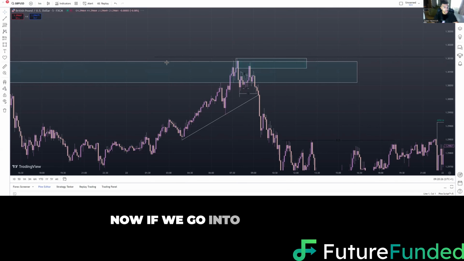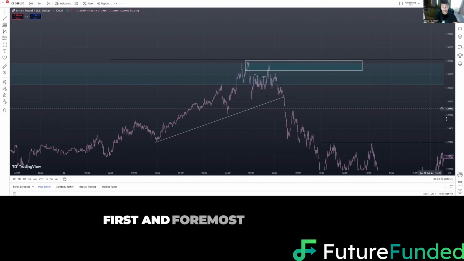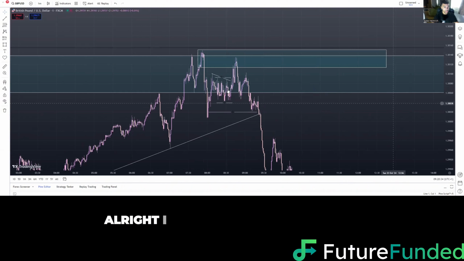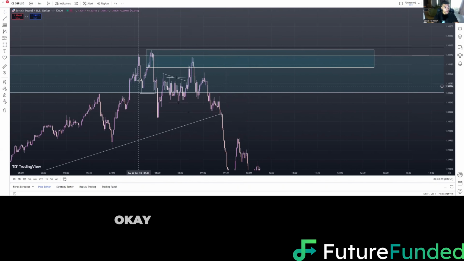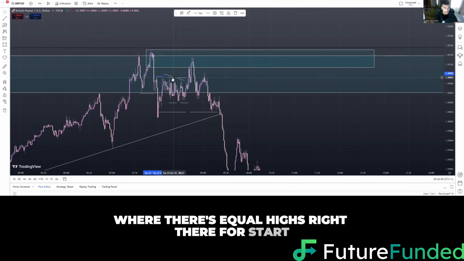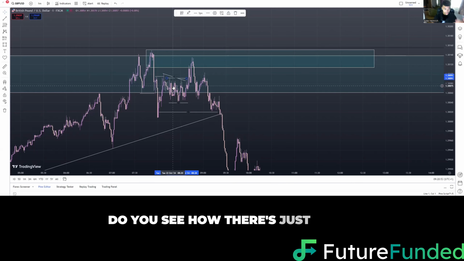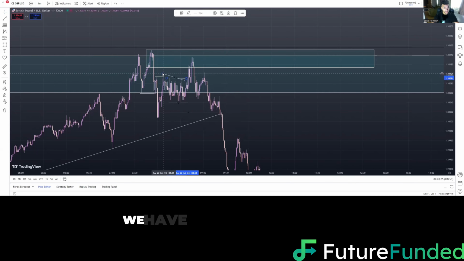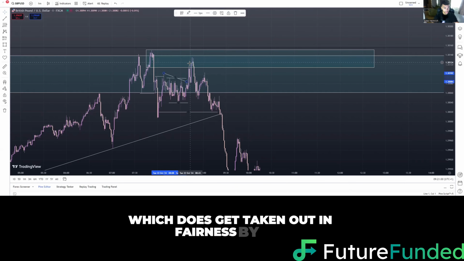Now, if we go into the 1-minute time frame, first and foremost, I see a break of structure right here. We got that 1-minute break of structure. Now, all I'm looking for after this point is where is the liquidity? Well, there are equal highs right there for a start. There are equal or relative equal highs right here. Do you see how there's just a build-up of liquidity everywhere here? We have some more trend line liquidity right here, which does get taken out in fairness by this.